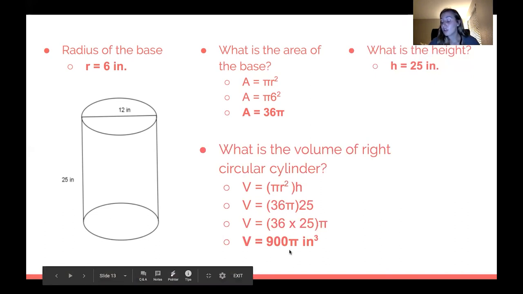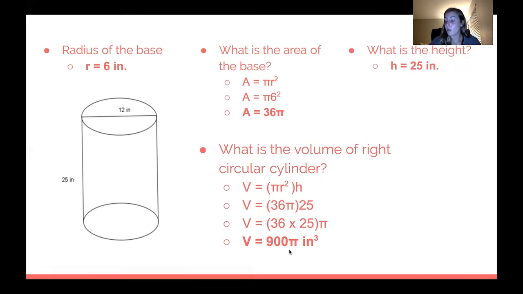If you chose to write an estimate, let's see, I'm going to do that one more time, 900 times 3.14, which is 2,826 inches cubed. So whichever way you got it, either way is correct. And if you just prefer to not have pi in your answer, then feel free to go ahead and multiply that out.